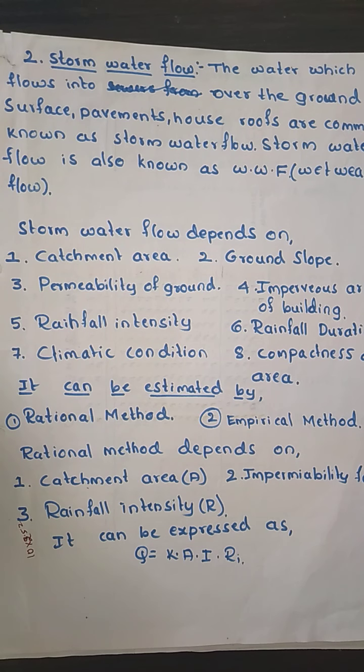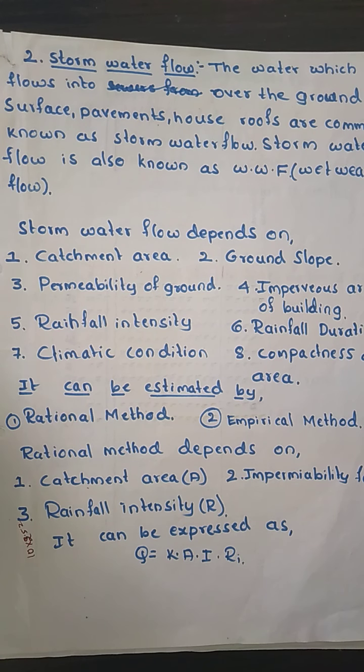In the previous class, we discussed what is dry weather flow and what is storm water flow or wet weather flow. Particularly in the last class, we discussed the storm water flow and the factors it depends on, along with some of the formulas. Storm water flow depends on various factors, that is catchment area, permeability of ground, slope, rainfall intensity, and rainfall duration.